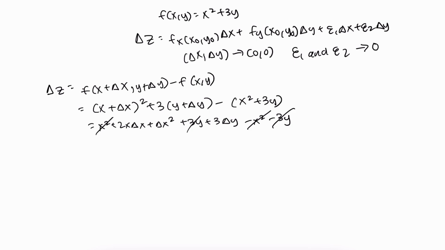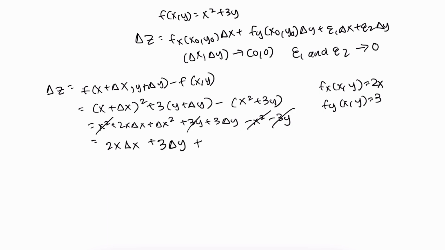We see that the partial derivative with respect to x is just 2x, so I'll write it here. So 2x delta x, and then the partial derivative with respect to y we see is just 3, and that's over here. So I'm just going to write it here to make it obvious.